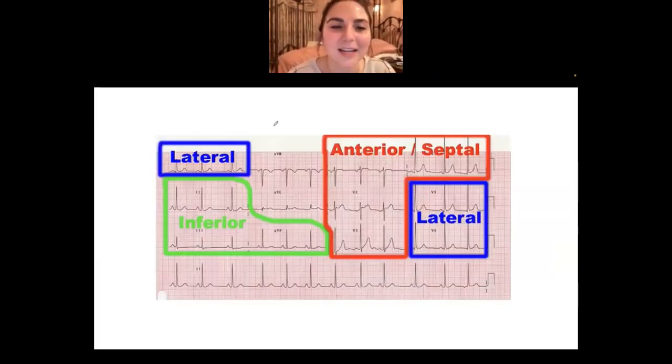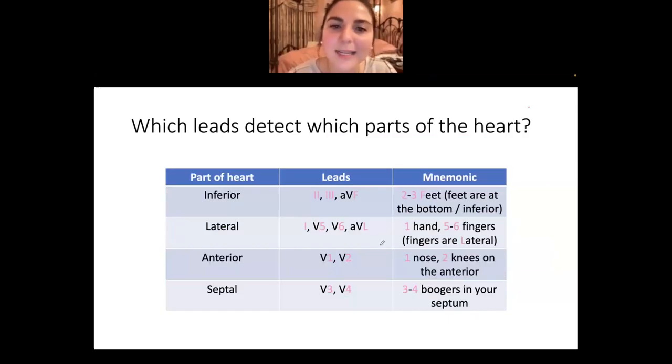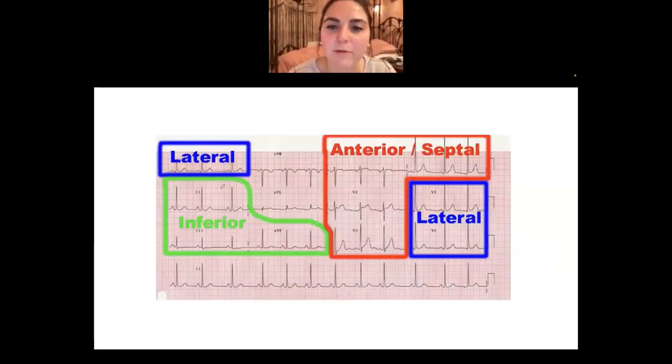And if you wanted to visualize it, I don't know how visual you guys are, but this is where all the leads are grouped together. Your inferior leads are here, your anterior and septal leads are here, and then your lateral leads are over here.